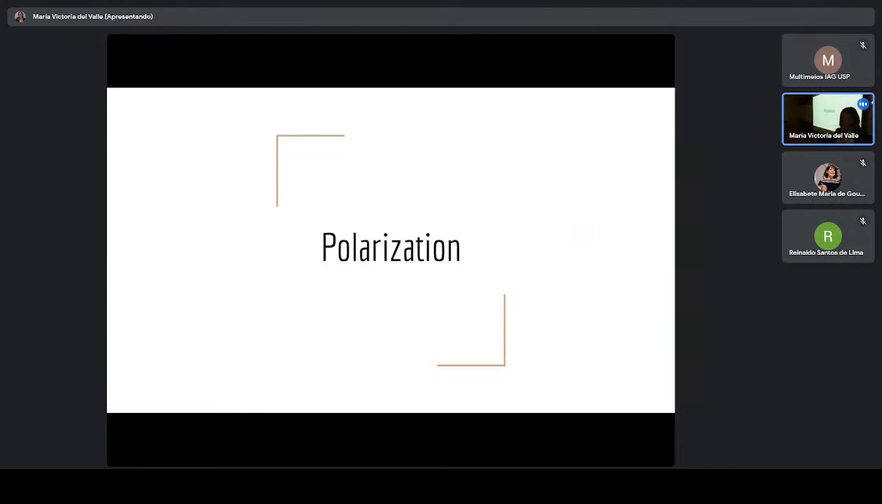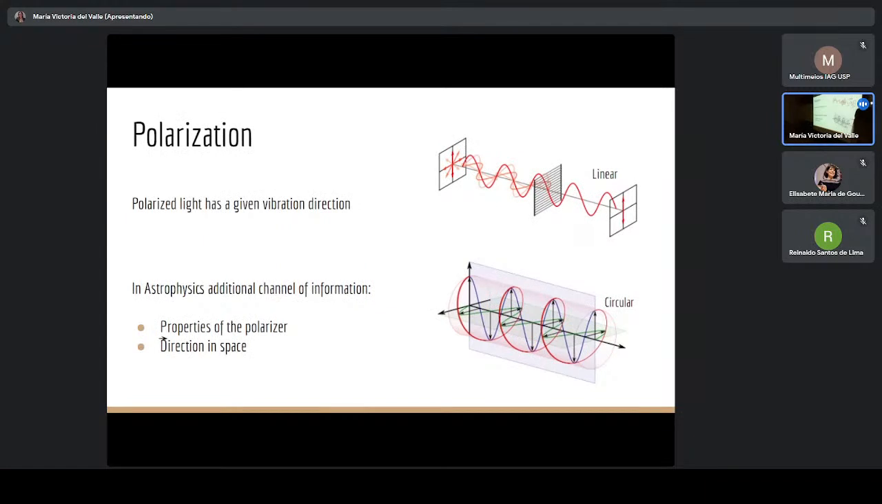So another implication of the discovery of synchrotron emission in these systems is polarization. So just let me very briefly mention that if we have polarization, we have a preferred direction, or again, additional information on the direction of the polarimeter, and also of the direction in space. So polarization comes also with other channels, let's say, with more information to study sources.